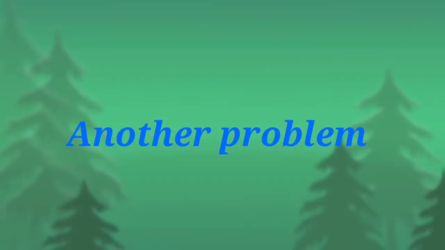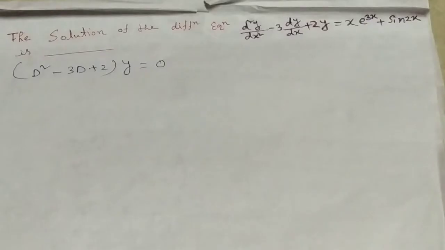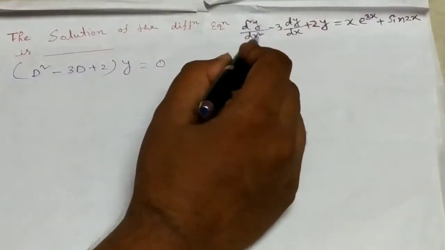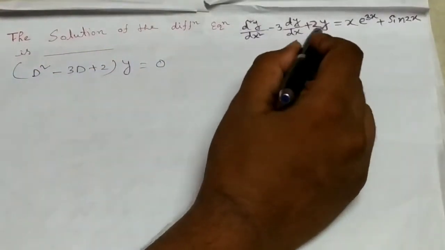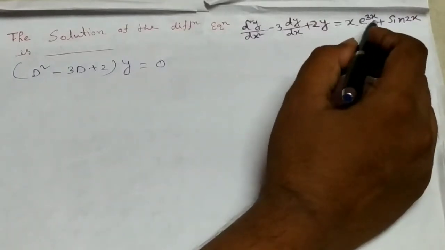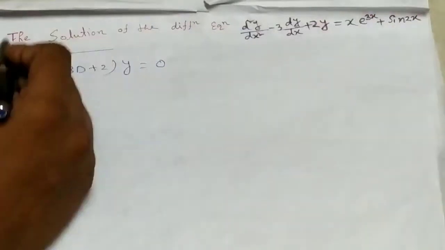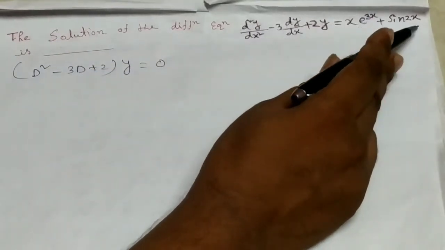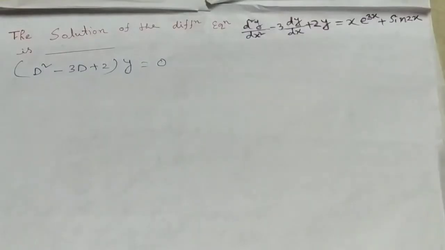Okay, now we discuss another problem related to a non-homogeneous differential equation. The problem is: the solution of the differential equation d square y dx square minus 3 dy dx plus 2y is equal to x e to the power 3x plus sin 2x is what? So this is a non-homogeneous differential equation. So there are two solutions. First we calculate the complementary function, then we calculate the particular integral.